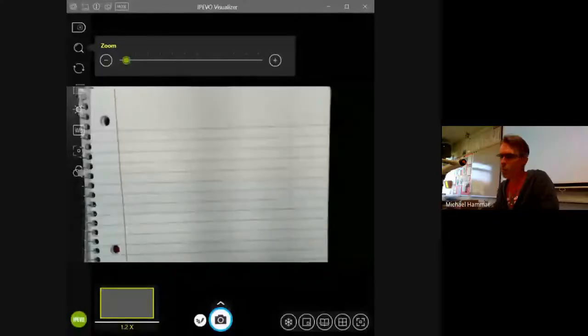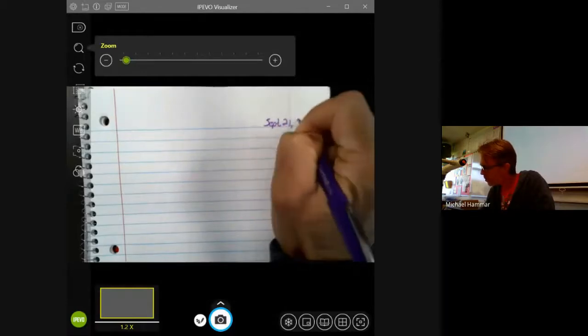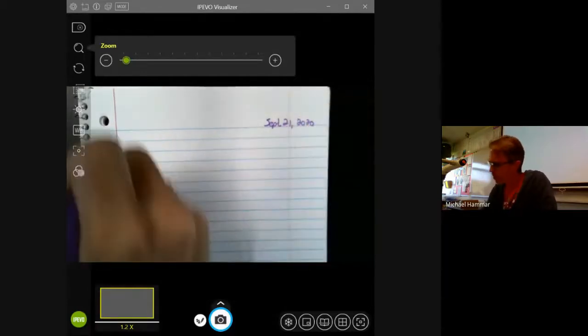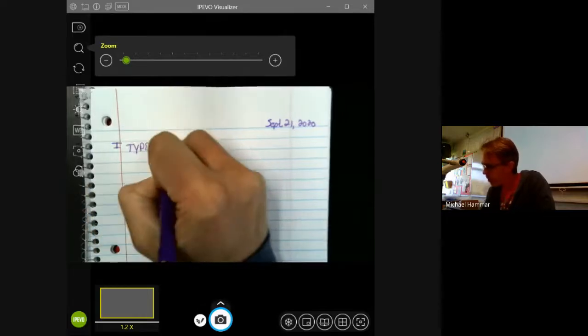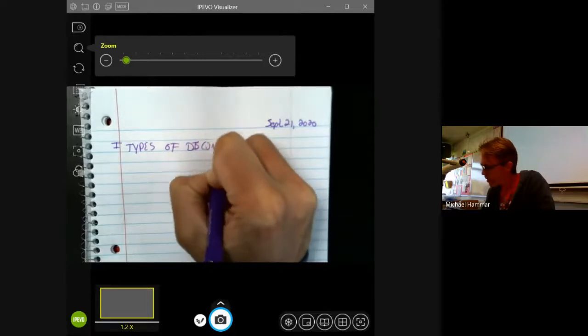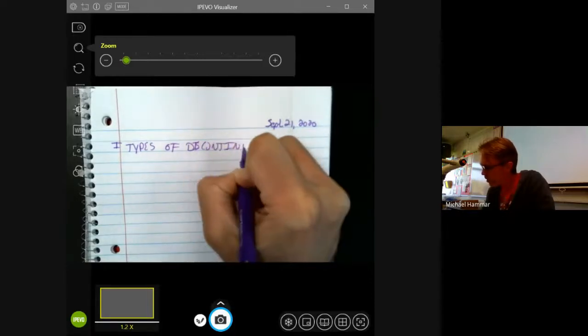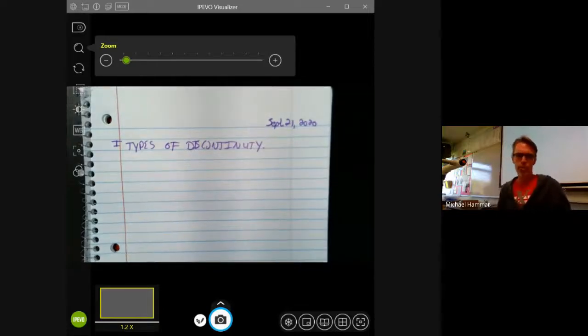So I'm going to show my window again. Again, it's just going to be my note sheet. Okay, and today is on types of discontinuity. Okay, so there are three of them. So we're going to talk about all three types.